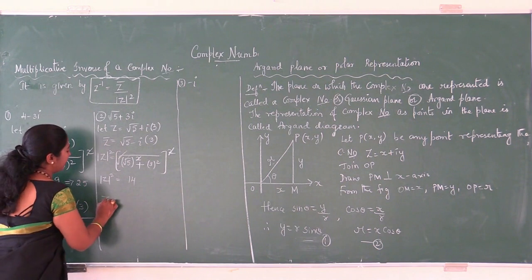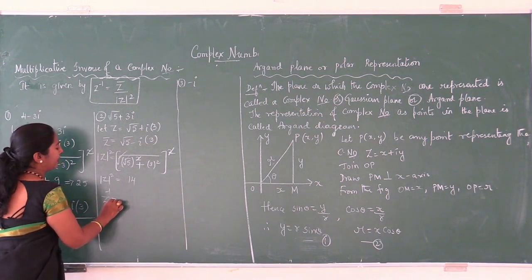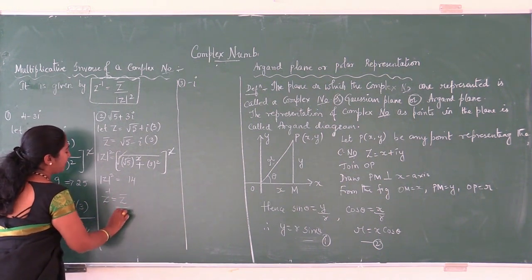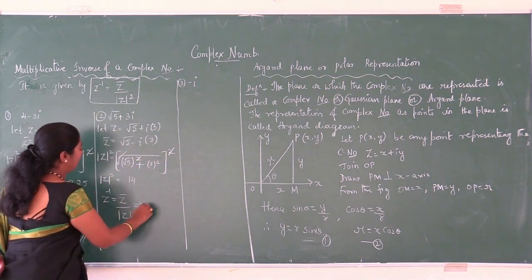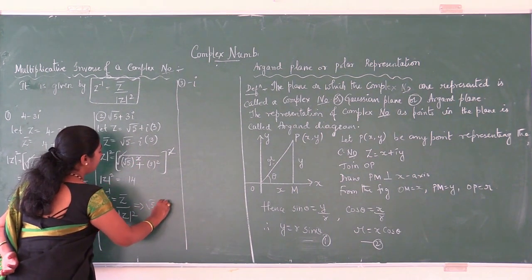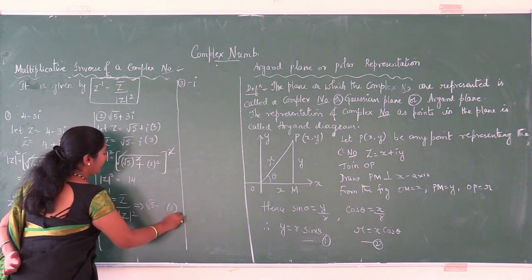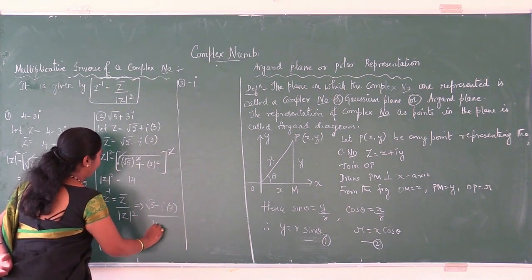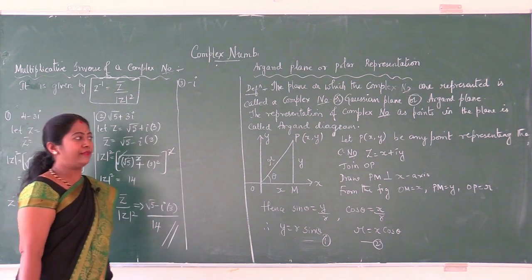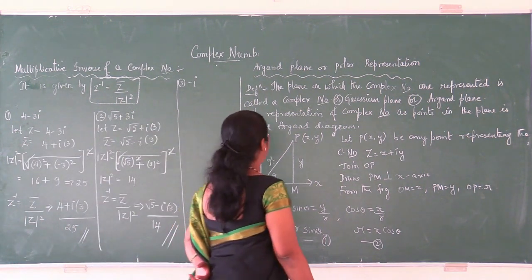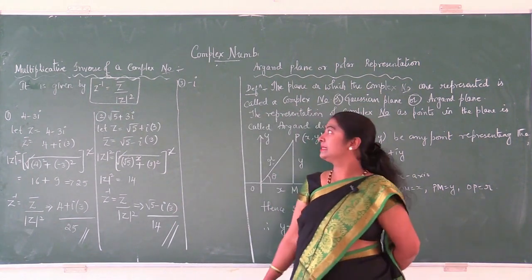So what is Z inverse? Z inverse, that is the multiplicative inverse, is given by Z bar by modulus Z square. What is Z bar? Root 5 minus i into 3, divided by 14. This is about multiplicative inverse. Moving on to the next problem, that is minus i.